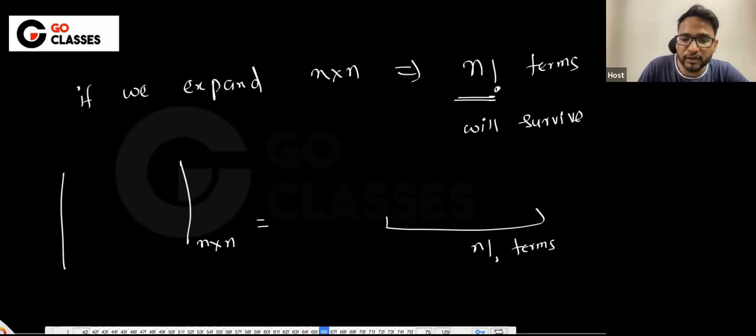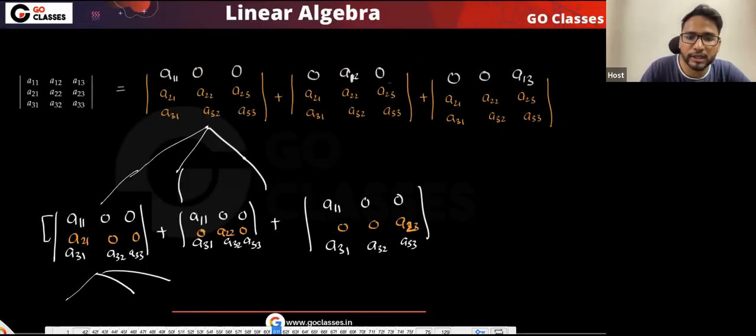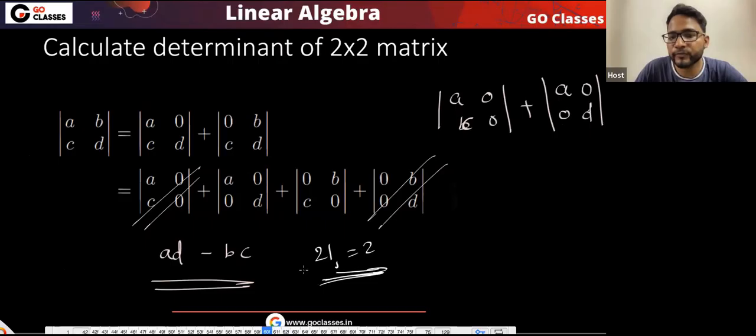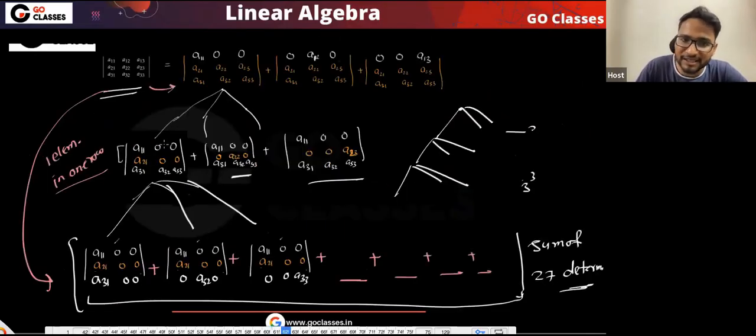See, in the case of 2 cross 2, there were 4 terms, I think, right? Sorry, this is 2 factorial, just 2 into 1. So there are 2 terms. Why? Because there are 2 factorial terms. Similarly, if you expand this 3 cross 3, then there might be 27 terms or whatever. Ultimately, only n factorial, 3 factorial, which is 6 terms, will survive.